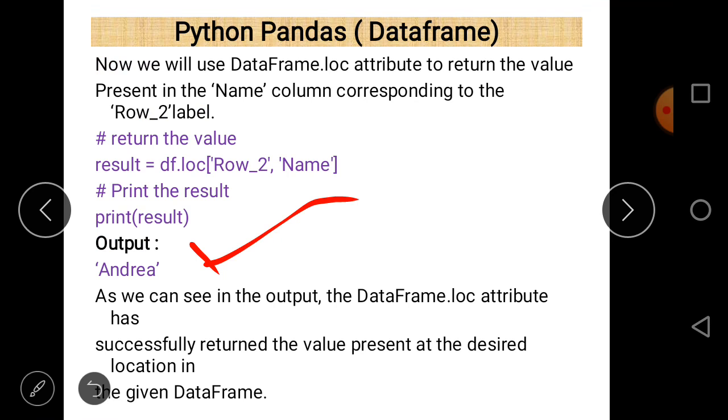As you can see in the output, the dataframe.loc attribute has successfully returned the value present at the desired location. So loc returns the value at the desired location, and the desired location is given here, and at this location the value is Andrea. That's why Andrea is the final answer.